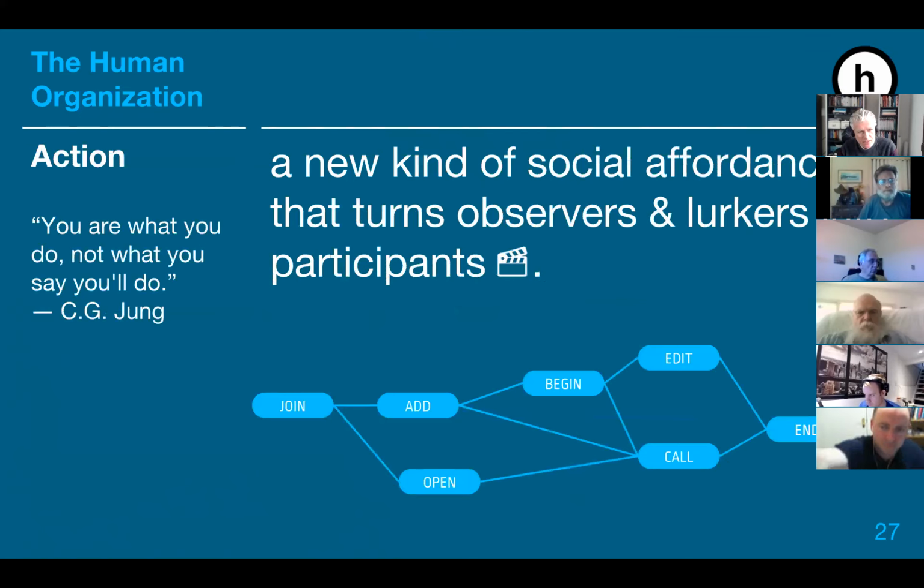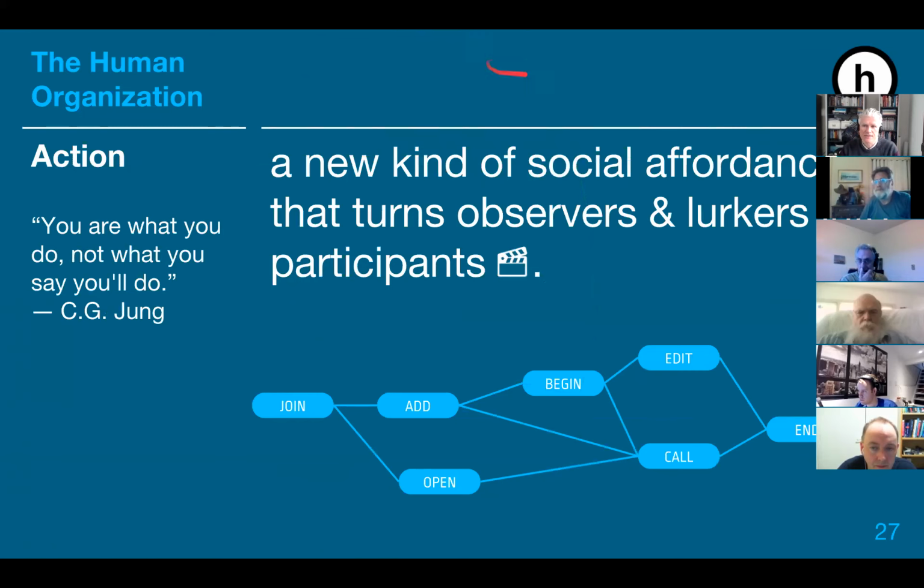The other thing is the action itself, right? So Jim pulled up this quote earlier, right? You are what you do, not what you say you'll do. So all your actions describe really who you are, not so much the profiles and these other metrics that are out there about you, but what you actually do.